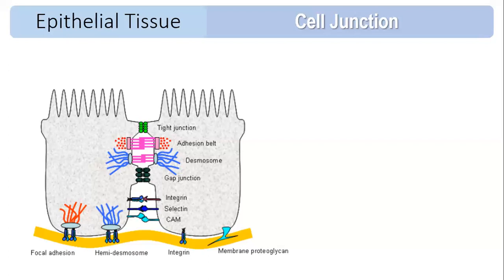Can you remember? Epithelial tissue rests on a double layered acellular membrane called the basement membrane. So basically, what are cell junctions? These are special complexes which bind two cells laterally, and these cells also attach themselves to the basement membrane.